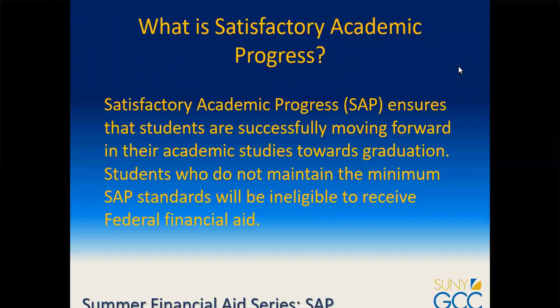So first and foremost, what is satisfactory academic progress? Satisfactory academic progress, also known as SAP, ensures that students are successfully moving forward in their academic studies towards graduation. Students who do not maintain the minimum SAP standards will be ineligible to receive federal financial aid.